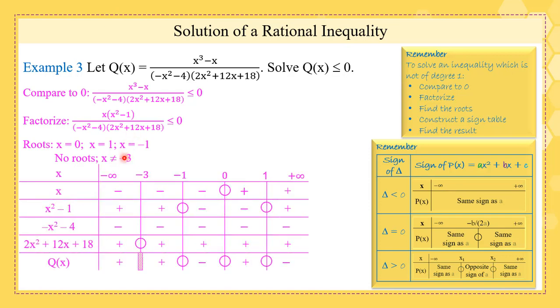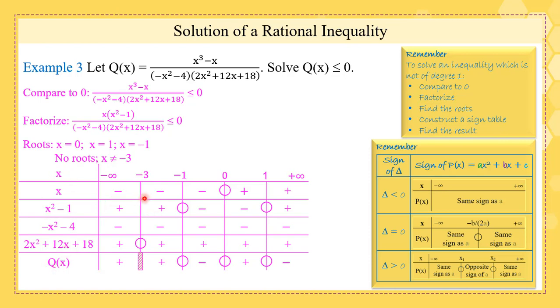Now we draw the sign table. This is a very huge sign table. You see here we have to put all the numbers in increasing order. The roots that we have are negative 3, 0, 1, and negative 1. So we put them in increasing order. Now here we put all the factors, and in fact we have x squared minus 1, we have minus x squared minus 4, and we have 2x squared plus 12x plus 8 as factors.